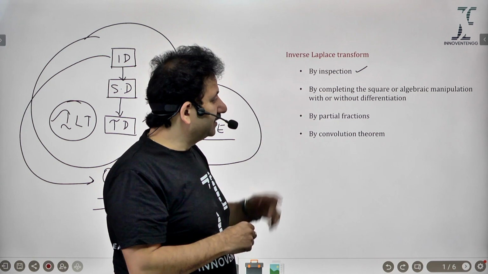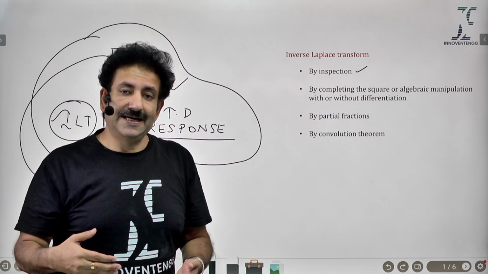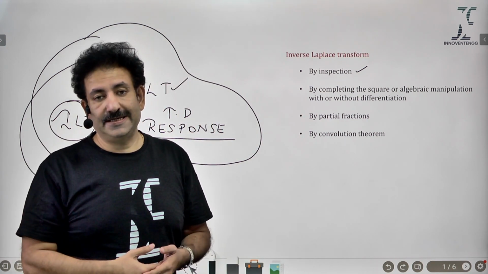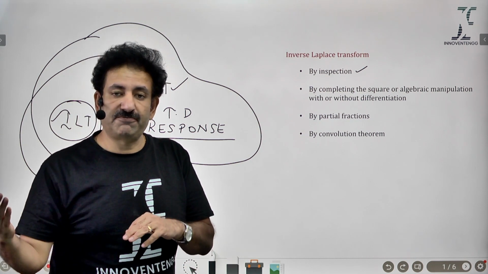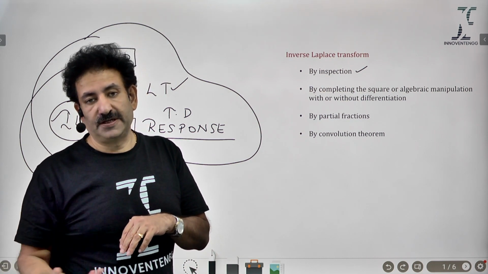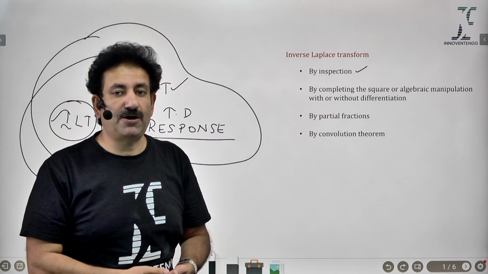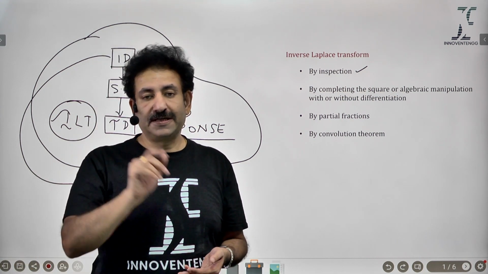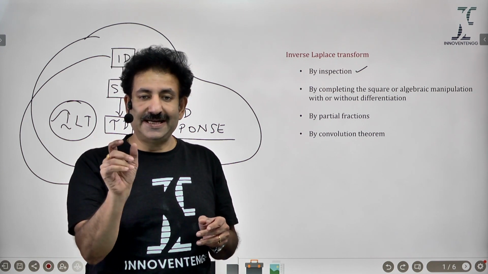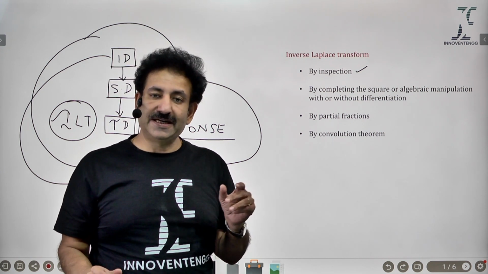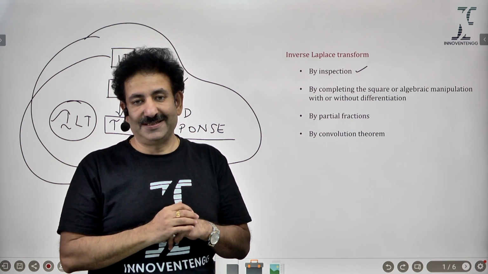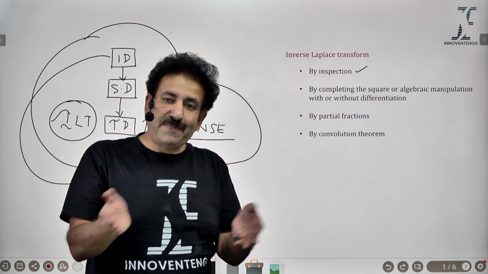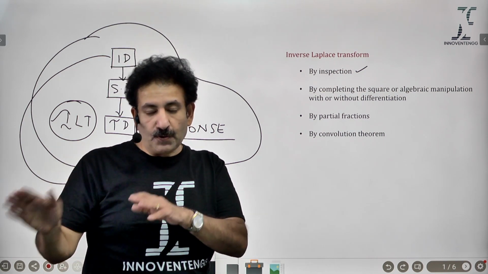And in some cases, if you get, let us say, tan inverse S by A, or you get a log of S square plus 1 by S square plus 4, if you get such expressions, it is quite obvious that you have got them by integrating. Because you remember, when we integrated the sine, you got tan inverse, and when you integrated cos, you got log functions. So obviously, in order to get back to the time domain, you will have to undo whatever you did.